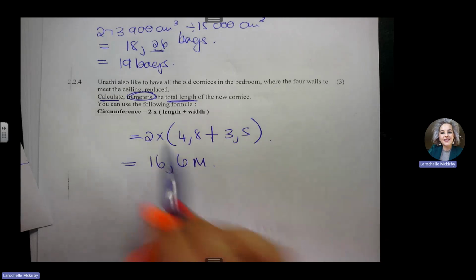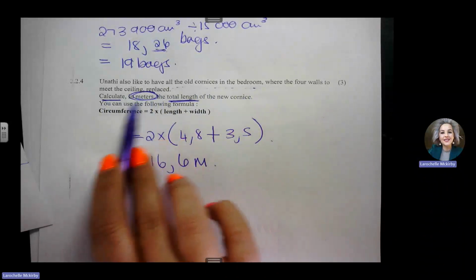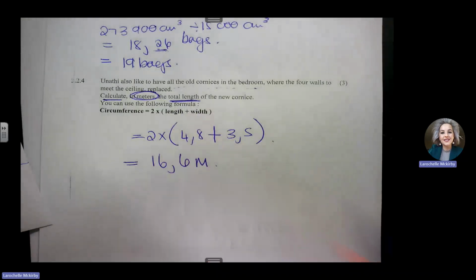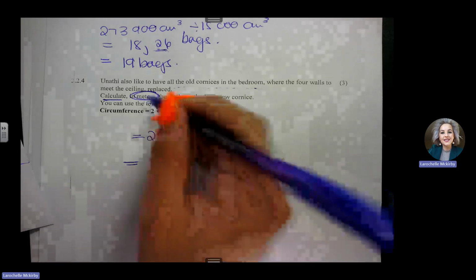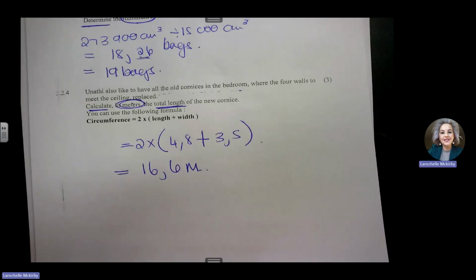But do they ask me to round here? Unati likes to have the old cornices in the bedroom where the four walls meet the ceiling replaced. Calculate in meters the total length of the new cornice. Oh no, they are not asking me to round, so I leave it as is. And that is enough for them to fix the whole room. Okay, do you see? When I am done with my sum, I just go back to the sum and make sure, do I need to round? Do I need to let it be in a certain unit? And see, meters, meters, there we go. And it is in the same unit. All right. So that is it for measurement.